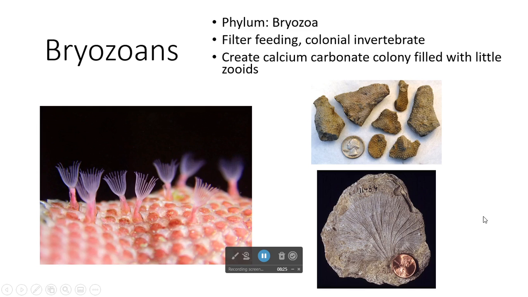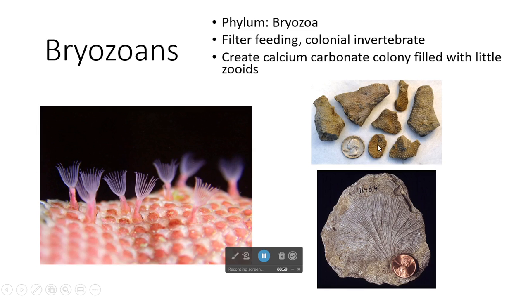The next type of fossil you might find in some of these limestone layers are bryozoans. It's from the phylum Bryozoa. They also are filter-feeding organisms, but they're colonial invertebrates. So what that means is they form this kind of calcium carbonate colony that's filled with little organisms called zooids. Those zooids are pictured on the left, so bryozoans also have extant or living relatives. So this photo on the left is of living bryozoans or zooids. And then on the right, these are some fossil bryozoans.